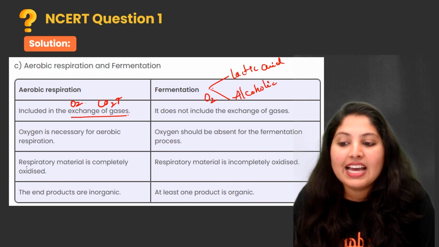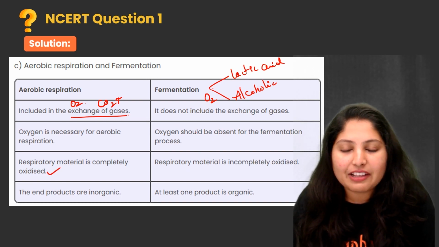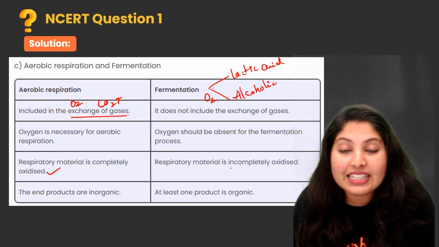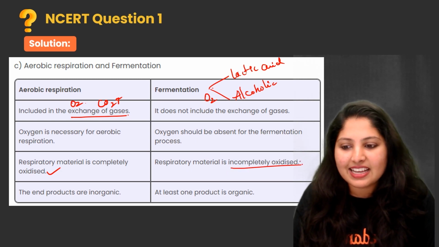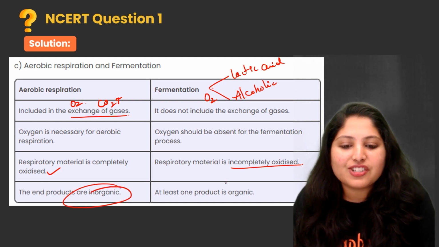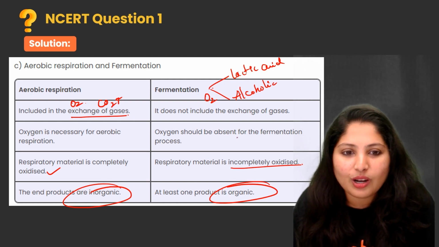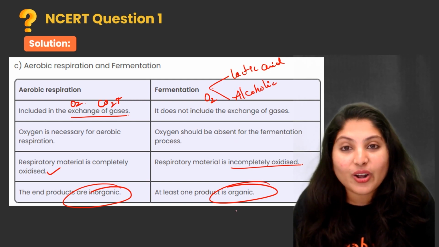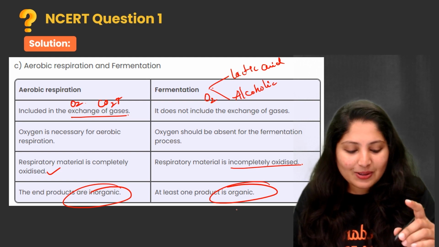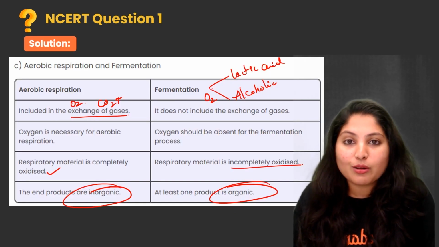Next, in respiration the material is completely oxidized, but in fermentation it is incompletely oxidized. Next, the end product in respiration is inorganic, but in fermentation the end products are organic, that is lactic acid and alcohol. Both are organic molecules. So we have completed this part also, right?